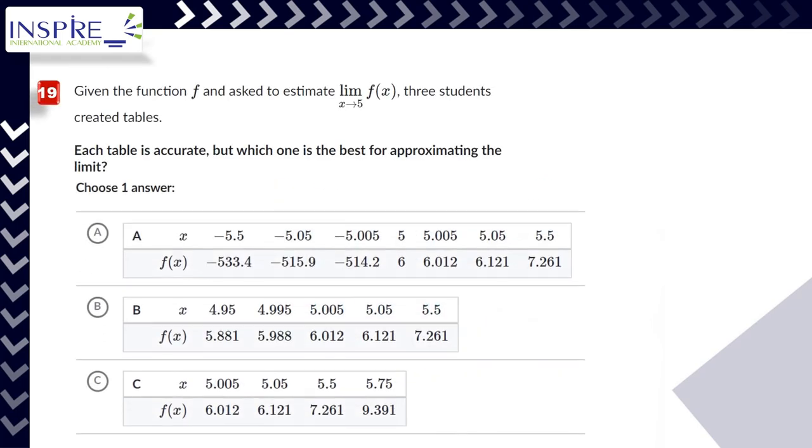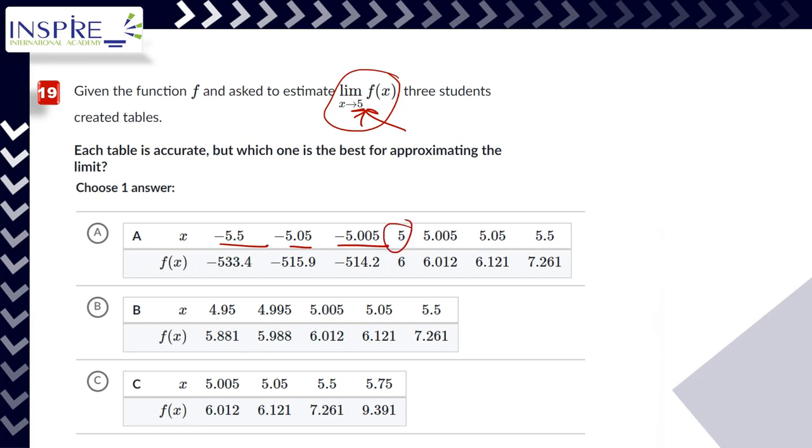The next question gives the function f and asks to estimate the limit of f of x as x approaches 5. Three students create a table. Which one of them is the best estimation? Okay, we are searching for number 5. Let's check the first one. Negative 5.5, it's smaller than 5. Okay, this is the left side. Negative 5.05, we're getting closer to negative 5, not to 5. We need positive 5, not negative 5. Negative 5.005, and then we have 5.